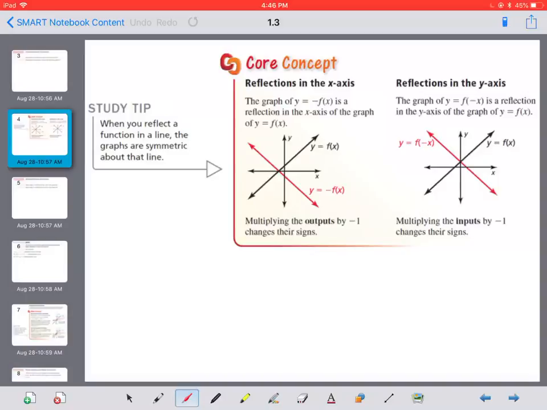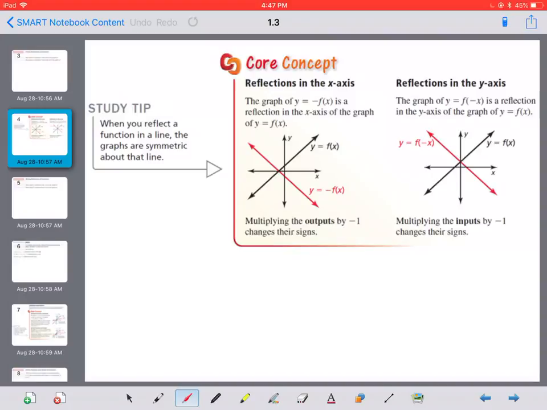All right, we're going to pick up in Chapter 1, Section 3. We just finished talking about translating a function that is not the parent function. We have already moved, and then we are moving again. And we did the left, right, up, and down with translation. Now we're going to look at reflection.